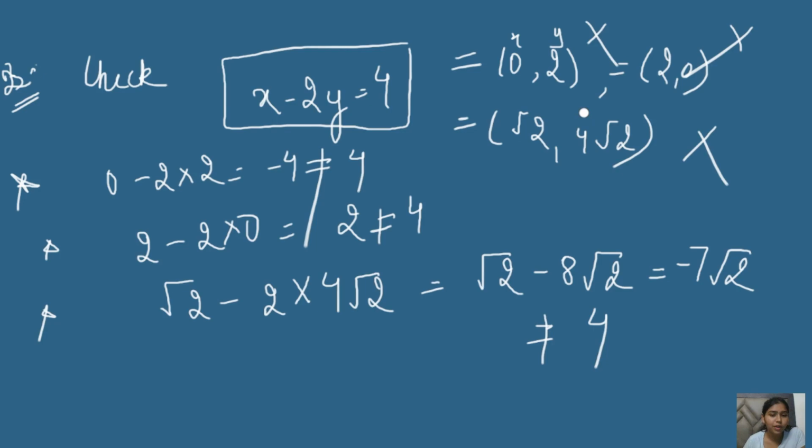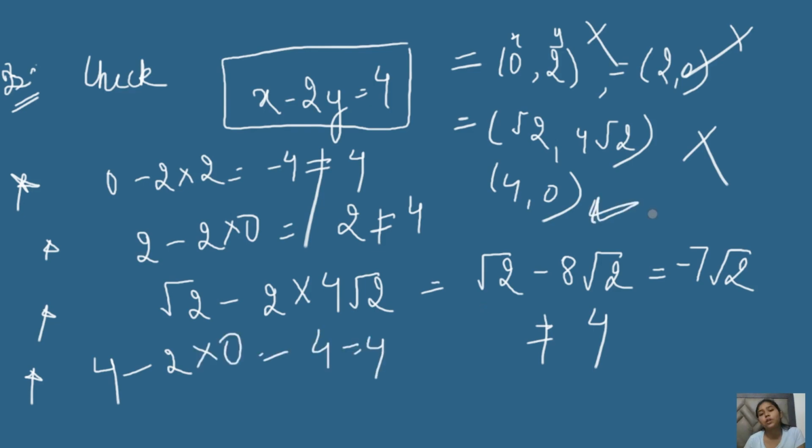So our next is (4, 0). Let's put this also. For x we will put 4, and for y we will put 0. What we'll get is 4, which equals 4. So yes, this is a solution of the given equation. This is how you have to find out whether a point is a solution of a given linear equation, right? So this is what you have to do in a linear equation. You can very easily understand this.